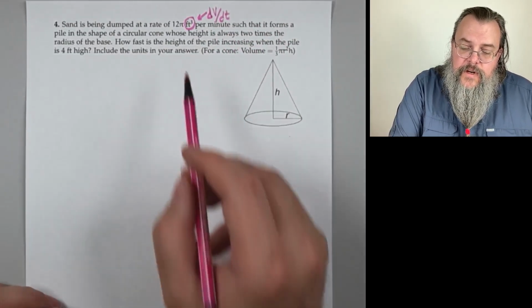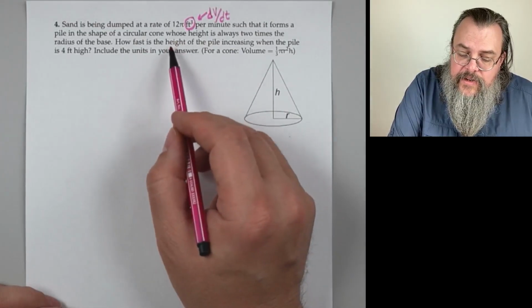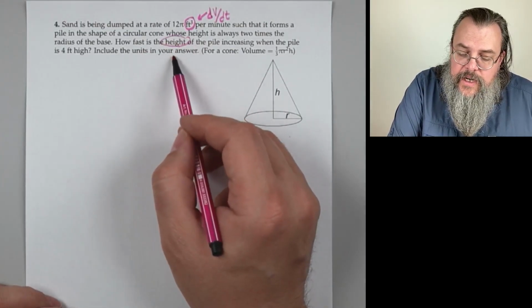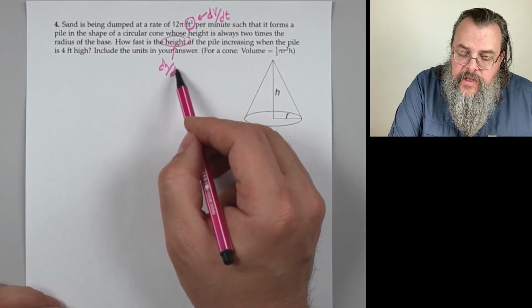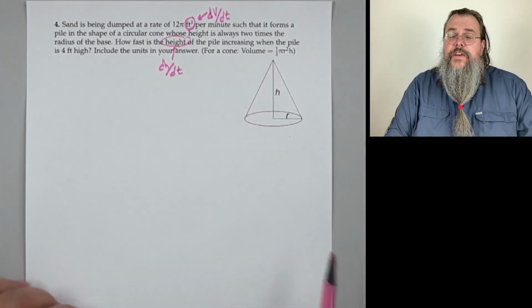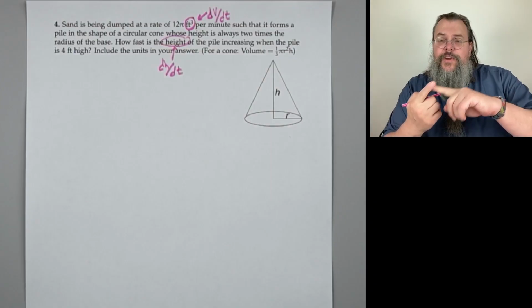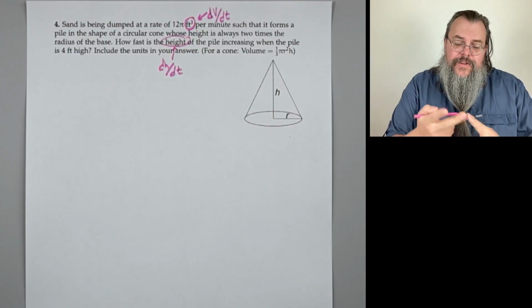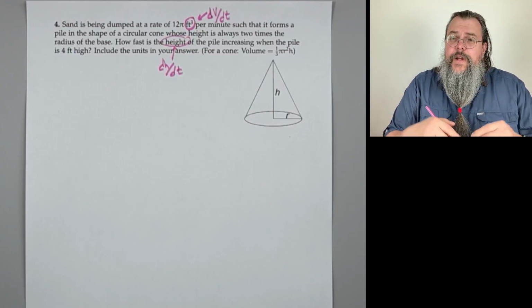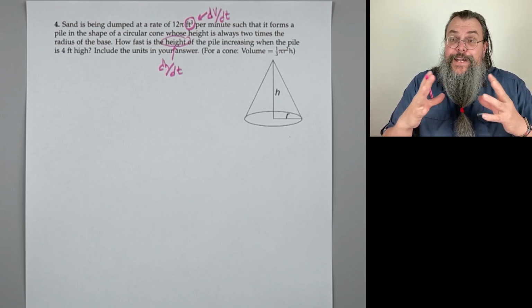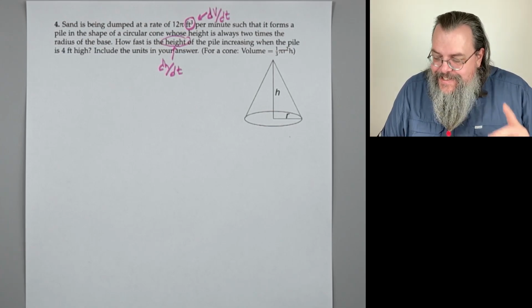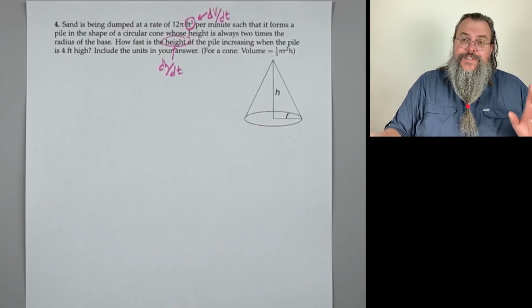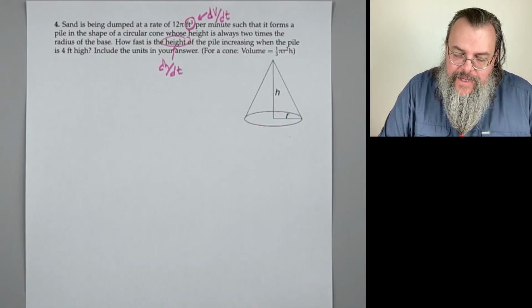So what are we after? Well, how fast is the height increasing? So we're trying to find dh/dt, which is the change of the height. So we're given one rate. We want to find another rate. It's as if these two rates were related to each other. Exactly. Okay, so what's our basic setup?